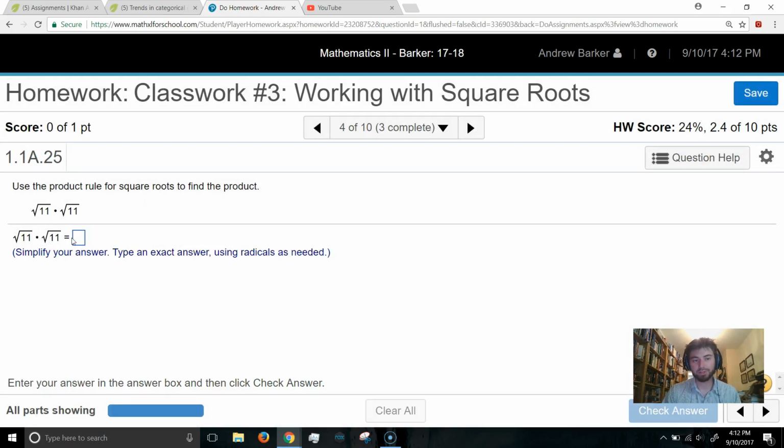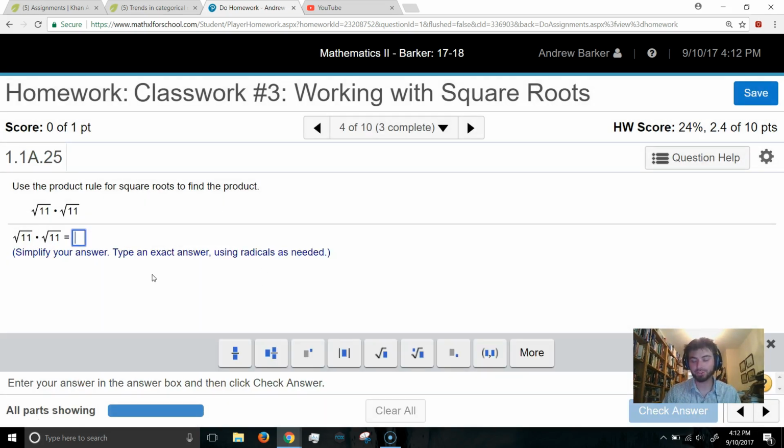This one, though, 11 times 11 is 121, and the square root of 121 is 11. This is showing you that if you square a square root, which is what's happening here, they cancel. The square and the root cancel out.